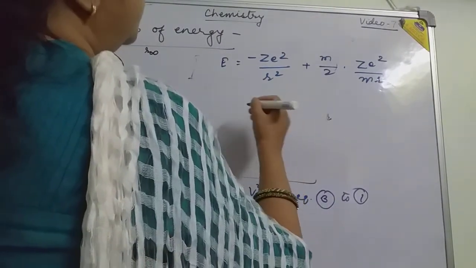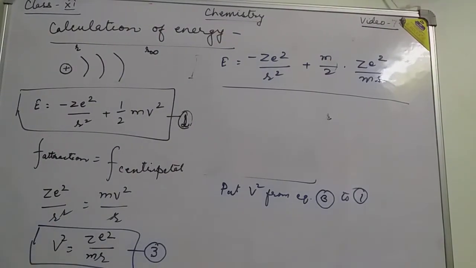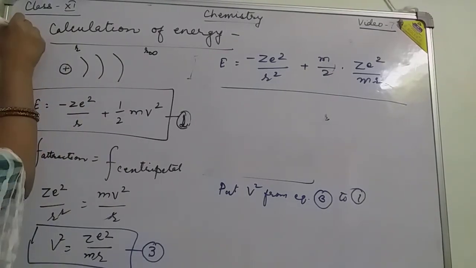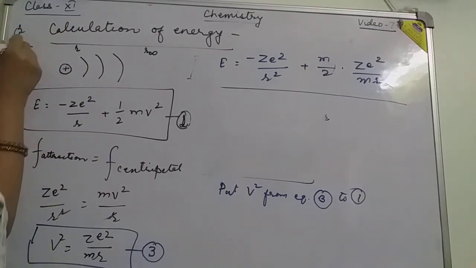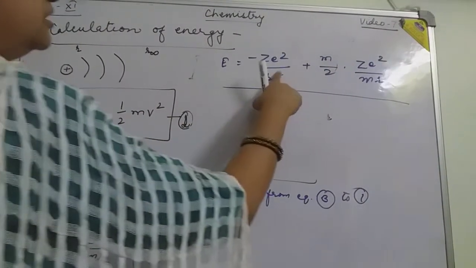So at infinity, by integrating from infinity to r, after calculating this, it is Ze square by r.